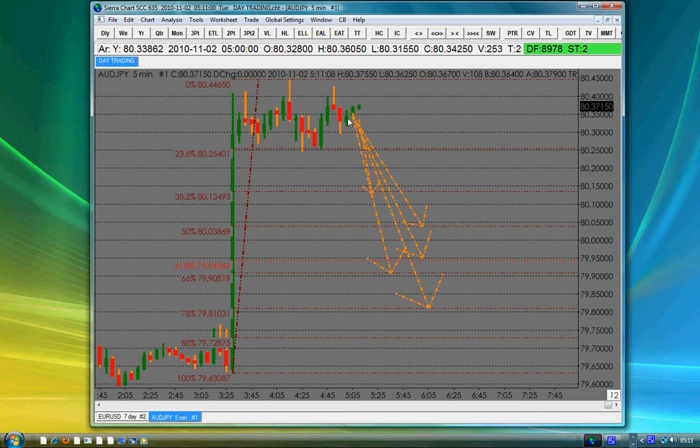Especially with this currency pair, Australian dollar yen, there is a lot of chance that it will find it very difficult to retrace even to 38% Fibonacci retracement. So that's how you trade the news. You allow the news to come out first, and then you draw your Fibonacci lines, and then you wait for the price to retrace to one of the levels and find support there.